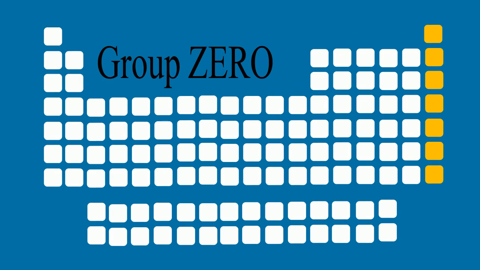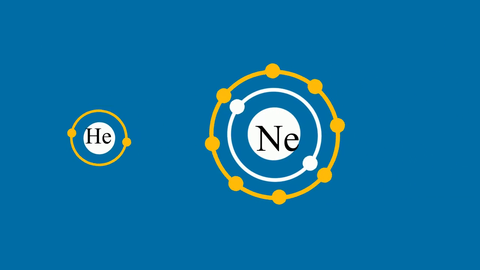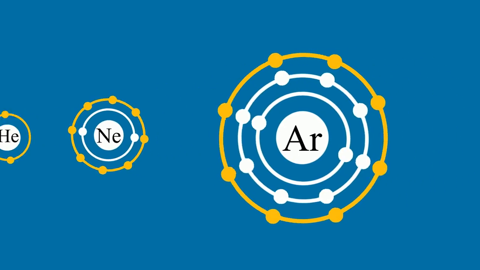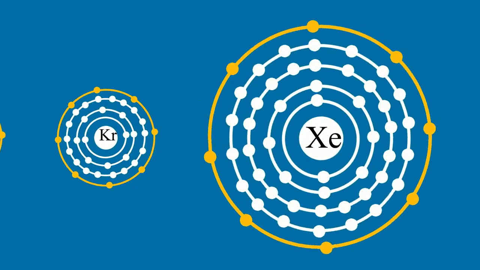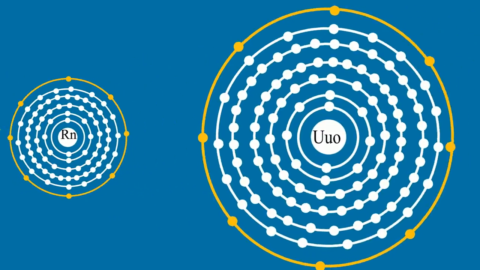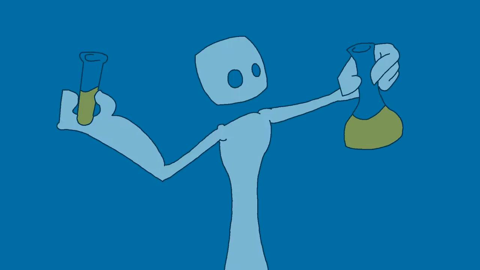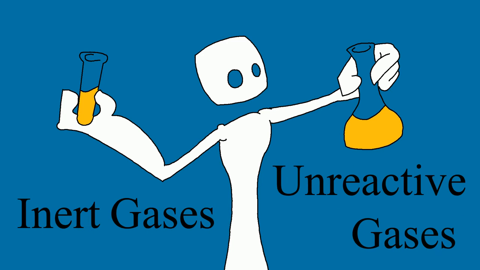group 0 elements because all the elements are stable. The reason for being so stable is all the elements have full valence electrons in the outermost shell. Helium has 2 valence electrons whereas the other noble gases each have 8 valence electrons in the outermost shell, which make them very stable. In fact, they are so stable that in the past chemists thought that they could not react with other elements, which is why they are called the inert gases or the unreactive gases.